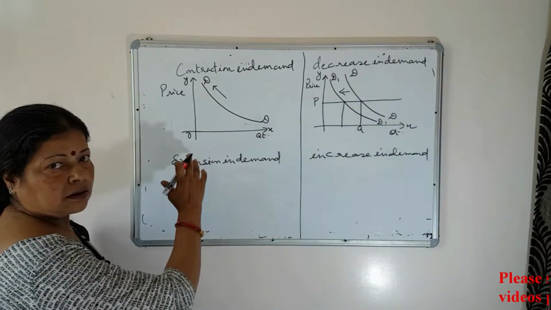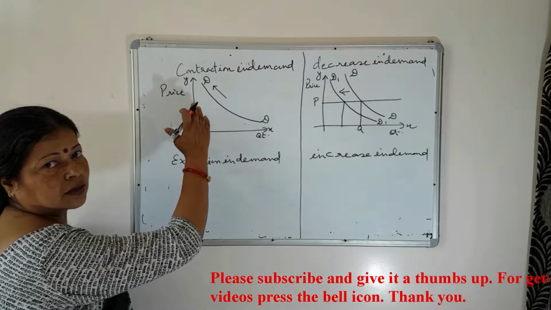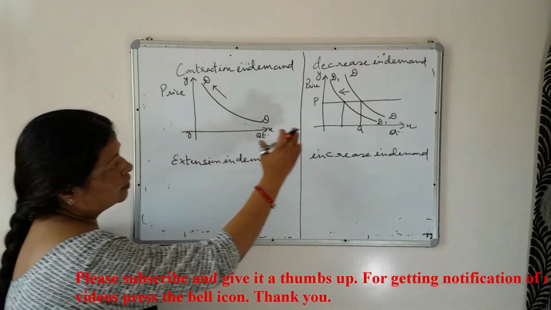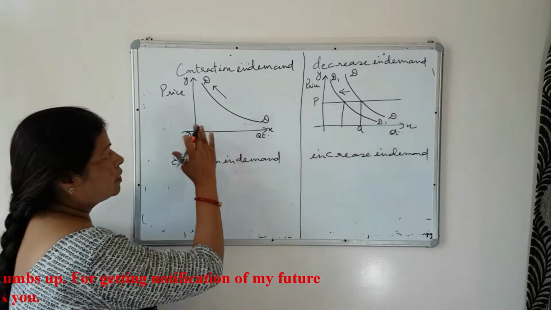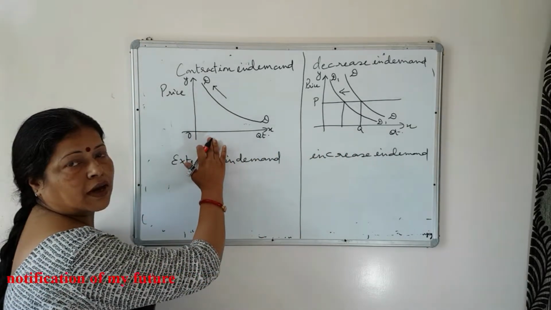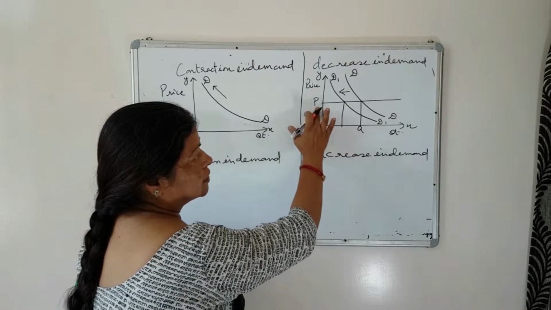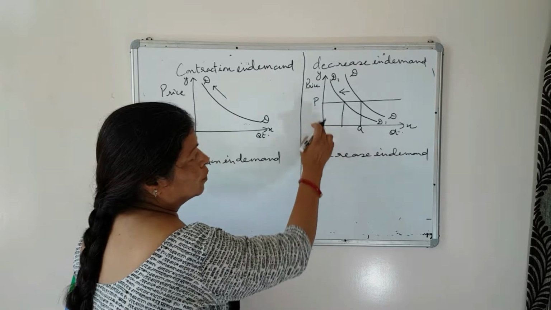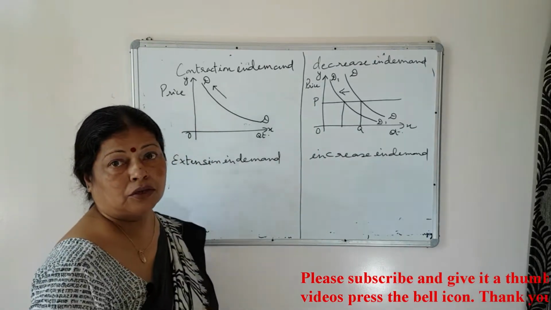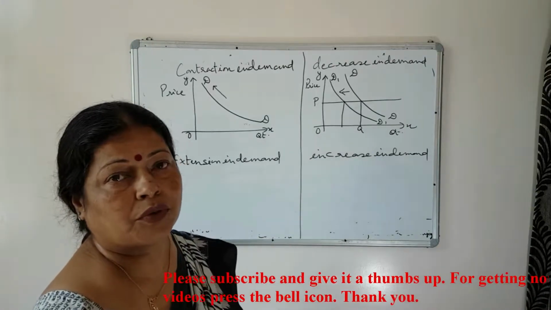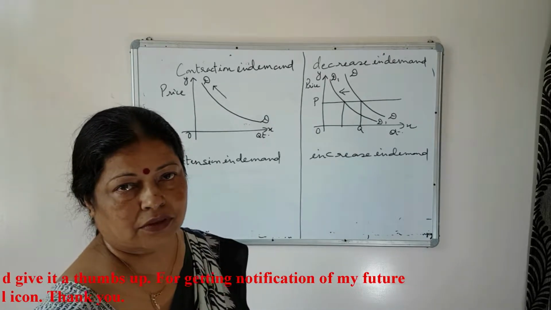The second difference is no new demand curve is formed. Here new demand curve is formed. Again same, here price is the factor which is changing. Here you will write that price is remaining constant, that is OP, and other factors are changing, maybe due to fall in population. The demand curve shifts to the left.